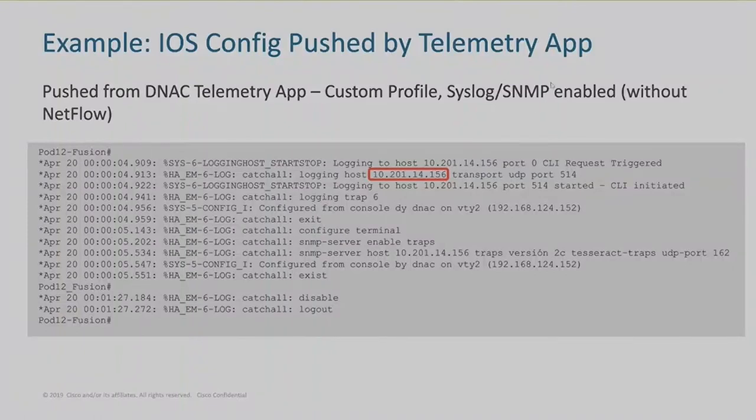What it would look like on a router that has optimal enabled, so not maximal, which would also enable NetFlow, is something like what you see here in front of you, where DNA is telling the device to set DNA as the syslog server. Of course, you can have more than one syslog server, so it shouldn't override anything you already have there. DNA will set itself as a syslog server to be able to collect syslogs from that device as well as SNMP.